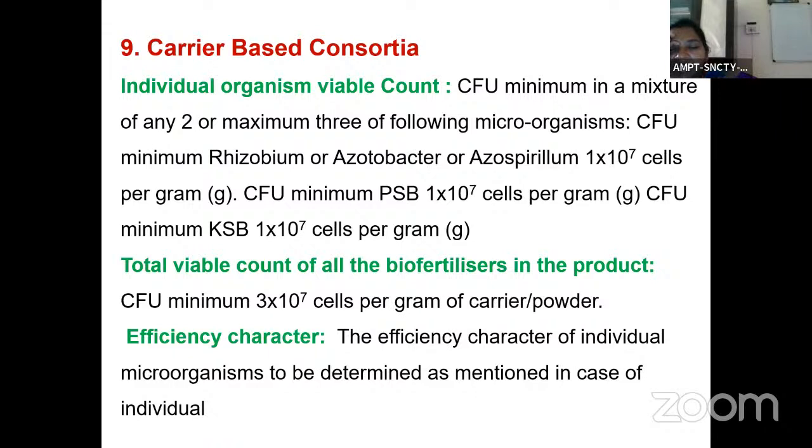Efficiency character: the efficiency character of individual microorganisms is to be determined as I mentioned in the case of individual microorganisms. If we go for phosphorus solubilization, it should solubilize 30 milligrams. If you go for phosphorus or zinc solubilizing bacteria, it should solubilize 20 milligrams minimum from the broth. Like that, individual efficacy we have to maintain for checking the quality in a consortium.